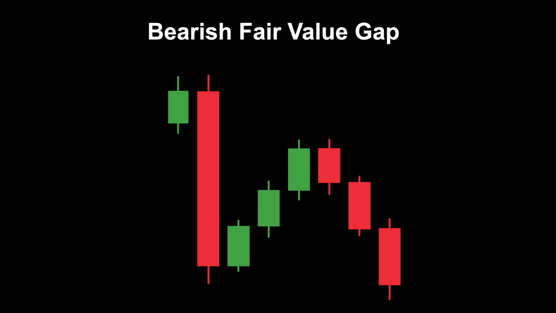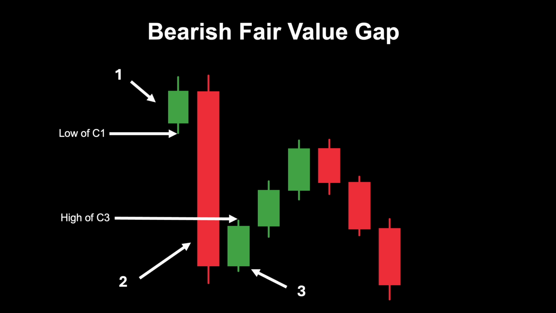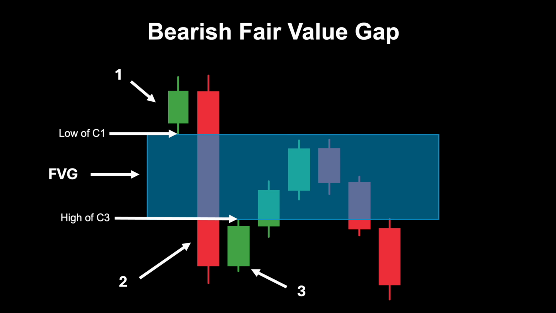The bearish fair value gap works in reverse. Candle 1, the starting candle. Candle 2, big bearish impulse. Candle 3 after the move. Draw a line at the low of candle 1 and another at the high of candle 3. The blue zone between them is your bearish fair value gap. When price rallies back into this zone, it acts as resistance and price reverses downward.